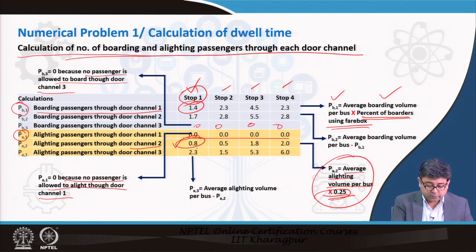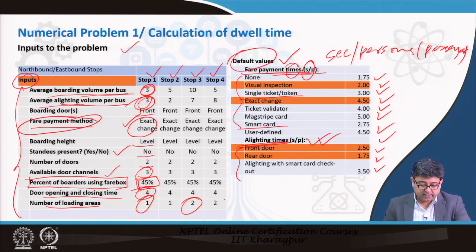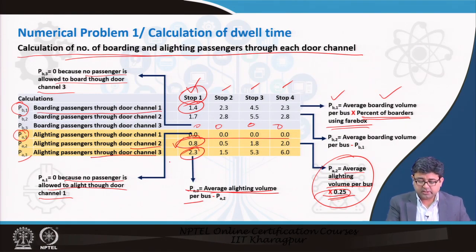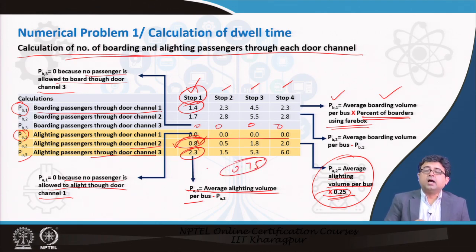And if you just want to do the next number, PA3, the average alighting through door channel 3, because you know the total average alighting volume, that is 3. So, 3 minus 0.8 essentially is 2.3. I think it is rounded off to 1 decimal, that is why it has to be 2. I think this 0.8 is 0.75 or something like that. So, they are rounded off. So, do not worry about the rounding off.